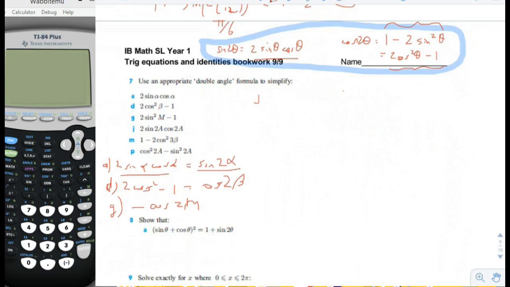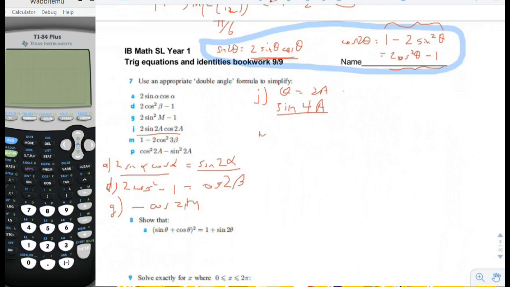The J. 2 sine 2a times cosine of 2a. Okay, so it looks like this one, right? 2 sine cosine. So instead of 2 sine cosine, we would write sine of 2 theta, but in this case, theta is equal to 2a. So we're going to write sine of 4a, because it's 2 times 2a. Sine of 4a.